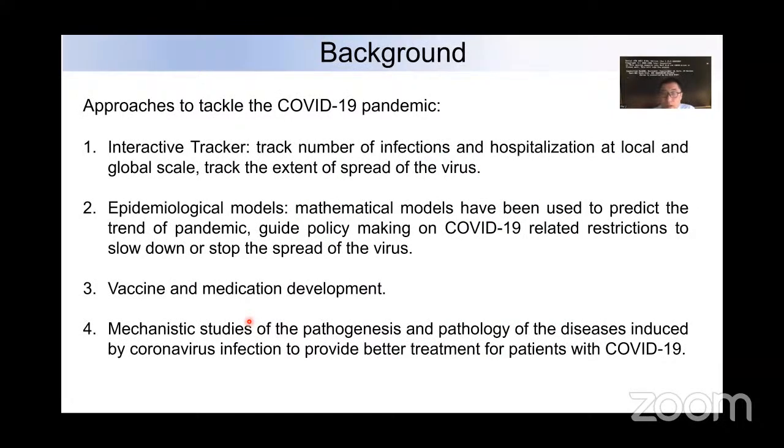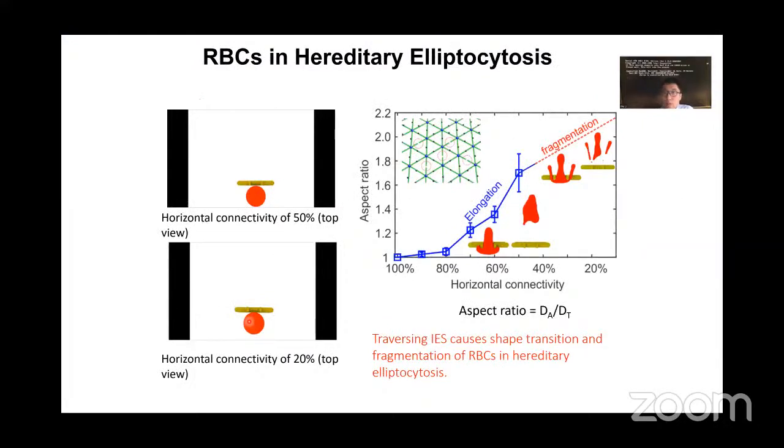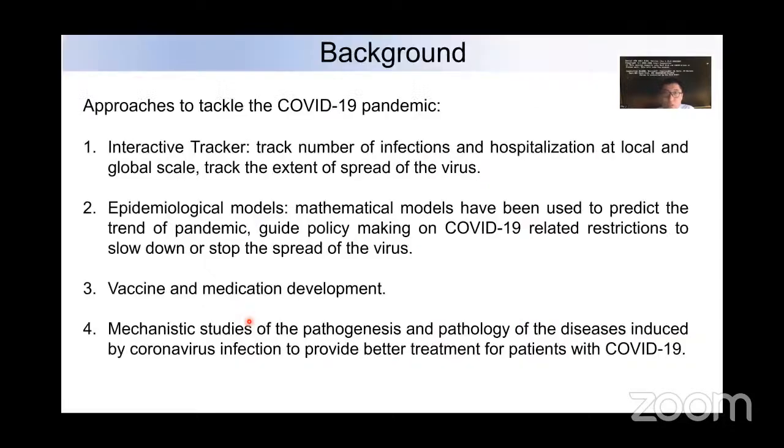Okay, so this is the end of the first part of this talk, where we show that by using this mechanistic model, we can use this computational model to explain some pathological phenomena discovered in blood diseases. So next, we change to another topic, where we want to show that by using this blood flow model, we can predict some thrombosis induced by the COVID-19 virus.